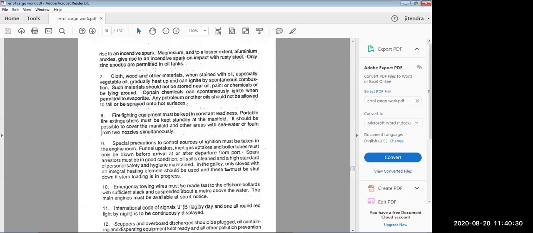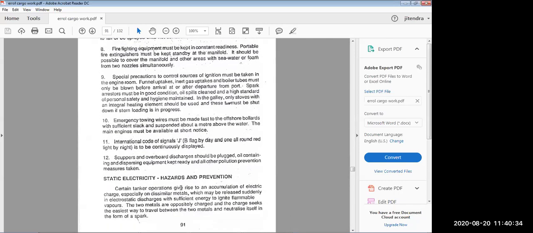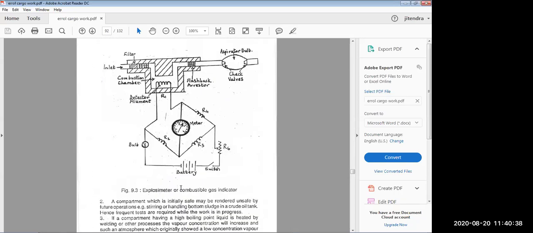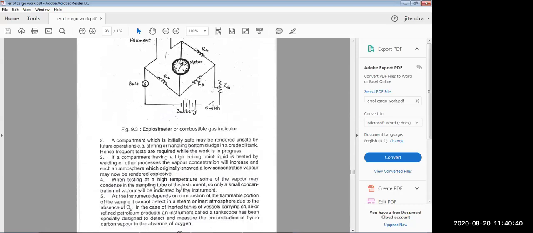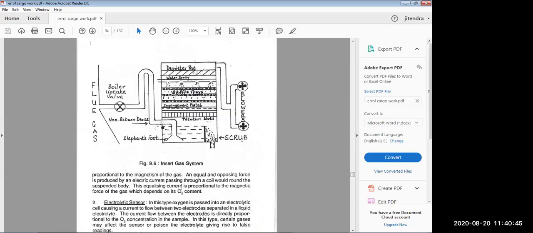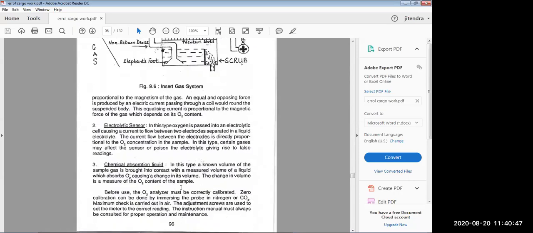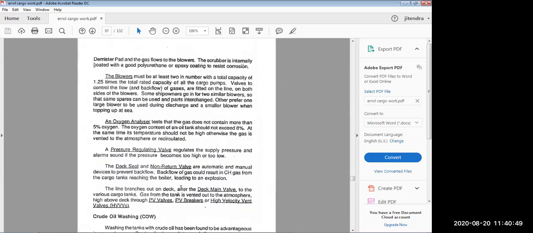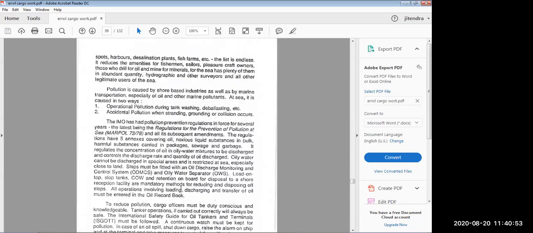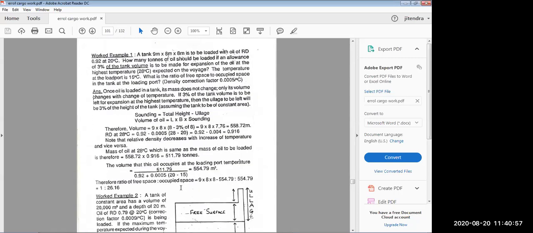Then other safety measures: no smoking, no naked lights, static electricity. Then gas equipments we have done, explosive meter, gas meter, it is all there in your log book also. Tank scope. Then IG system, crude oil washing. Then oil numericals.